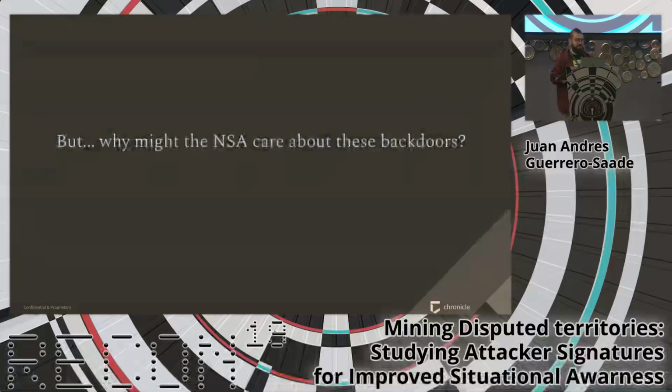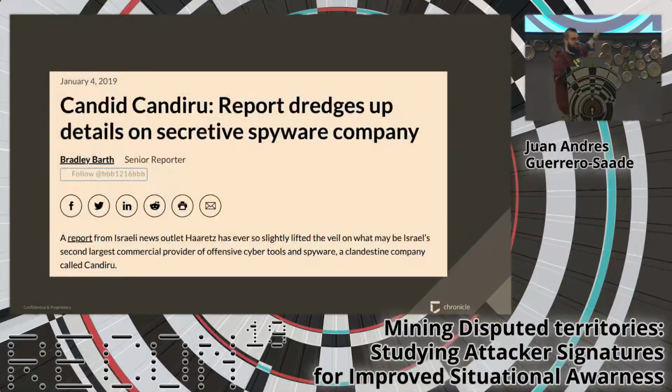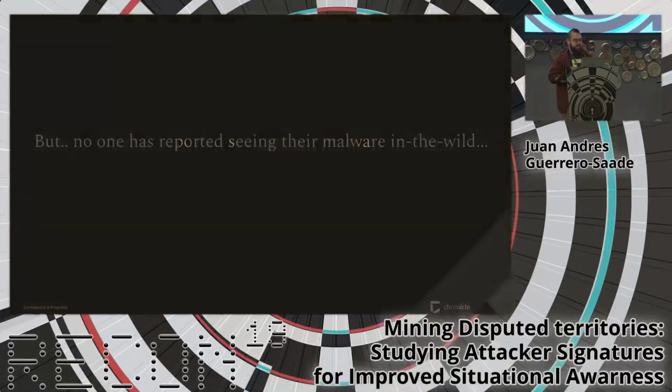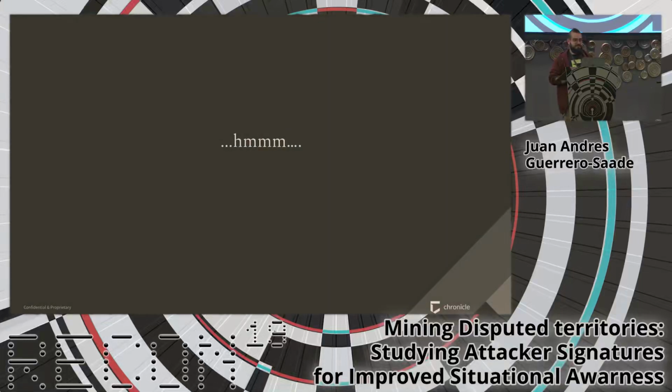So, why might the NSA care about these backdoors in particular? Well, like I said, there was this article in January of 2019 called Candid Candiru, which you might be able to find a cached version of, discussing this Israeli lawful intercept company called Candiru, named after a fish that swims up your urethra. They think they're pretty badass because nobody's caught them, and sure, nobody has at least publicly reported seeing their malware in the wild. And I imagine it's because it's tough. It's got to be pretty tough to find their stuff.